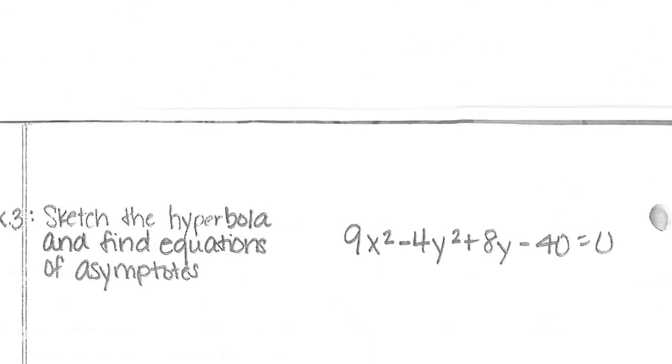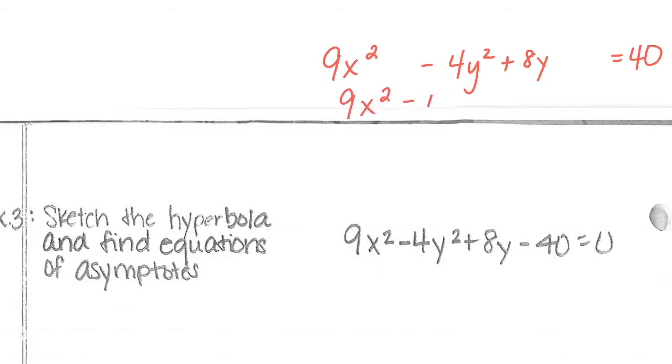The first thing I need to do is put the x's together and the y's together, and I'm going to bring that 40 over by adding it over. Now, notice I have to factor out a negative 4. When I do that, I have y squared minus 2y plus something. Half of negative 2 is negative 1. Negative 1 squared is 1. So notice this, I didn't add a 4, I subtracted a 4 over.